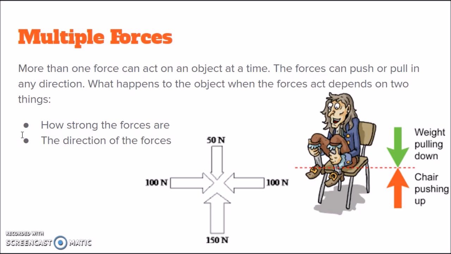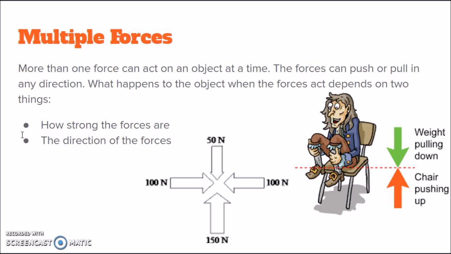Multiple forces. More than one force can act on an object at a time. The forces can push or pull in any direction. So what happens to the object when the forces act depends on two things. It depends, one, on how strong the forces are, and two, the direction of the forces.